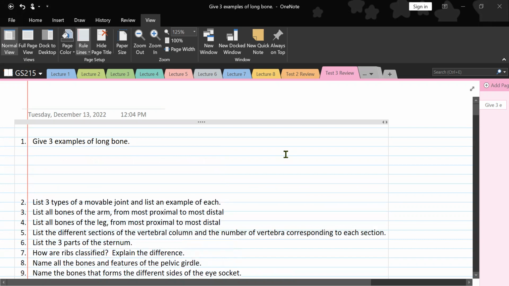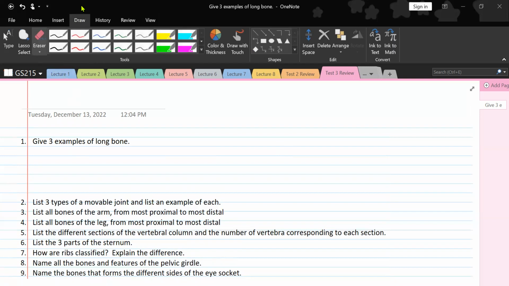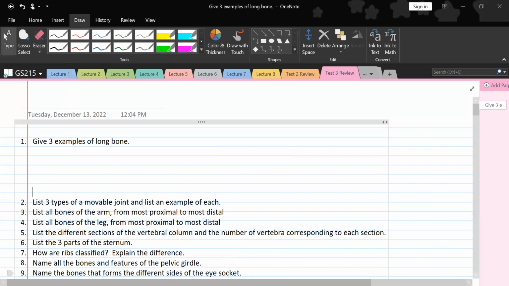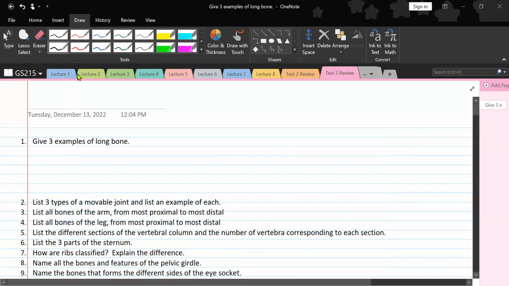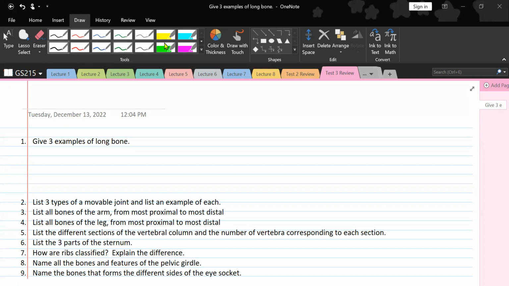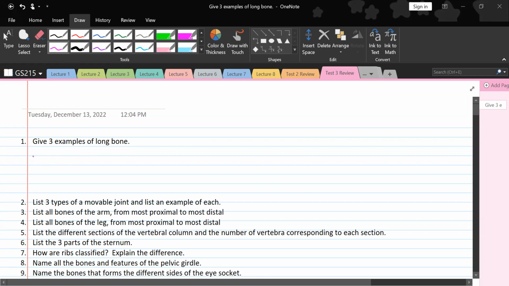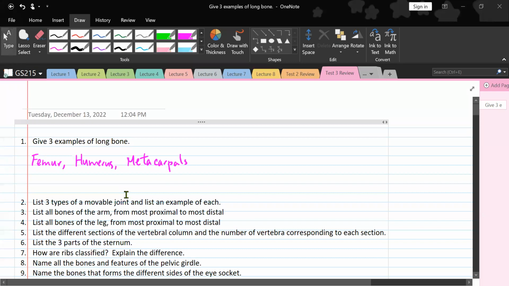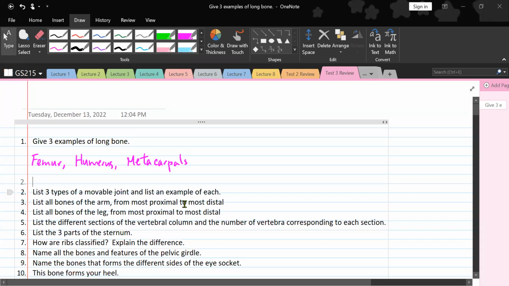First question: give 3 examples of long bone. Right, so we talk about how we can classify bones based on their shapes, and if they are rectangular in shape, then we can call them long bones. An example of long bones would include things like the femur, the humerus, and things like the metacarpals. Of course, there are other examples as well, but these are easy ones to remember.